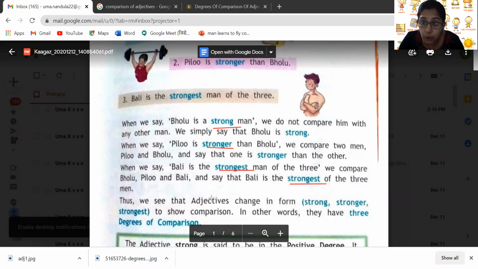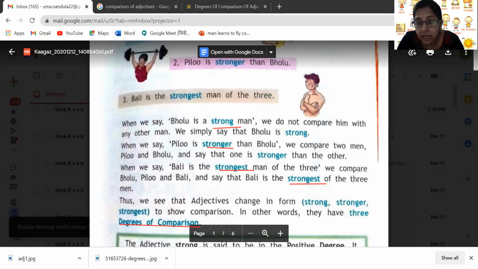This is just to show the comparison. So finally, we have three types of degrees of comparison. What is the term used, children? Degrees of comparison. That is called degrees of comparison. Once we learn what degrees of comparison are, we will be able to compare two persons and then three persons.